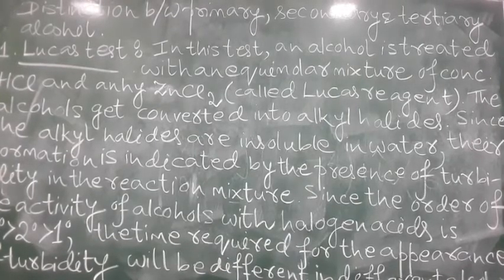If turbidity appears immediately, the alcohol is of course tertiary. If turbidity appears within 5 minutes, the alcohol is secondary. If turbidity appears only upon heating, the alcohol may be primary.